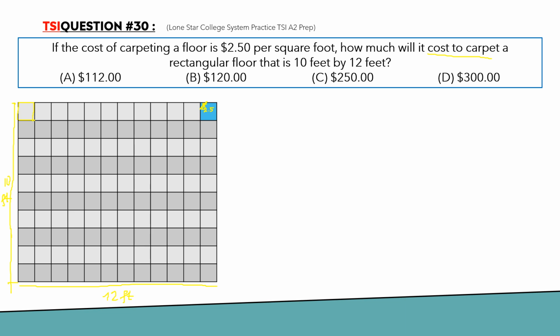So to count how many squares we have inside of that 10 by 12 dimensions, we try to find the area of that rectangular floor. And the formula for area of a regular rectangle shape will be length times width, right? So here the length is 12 and width is 10.